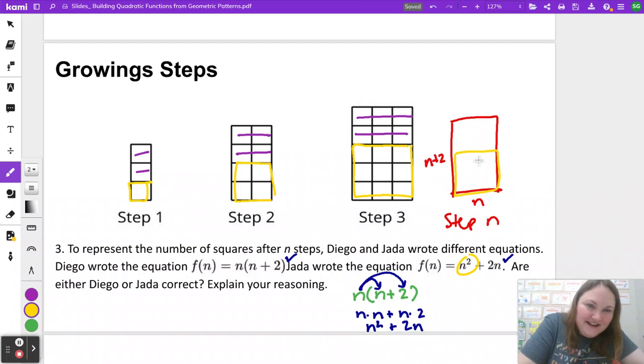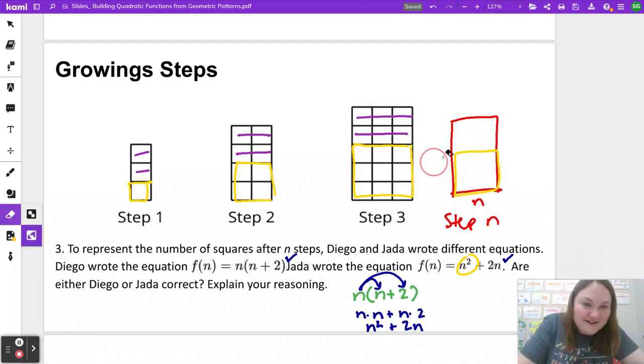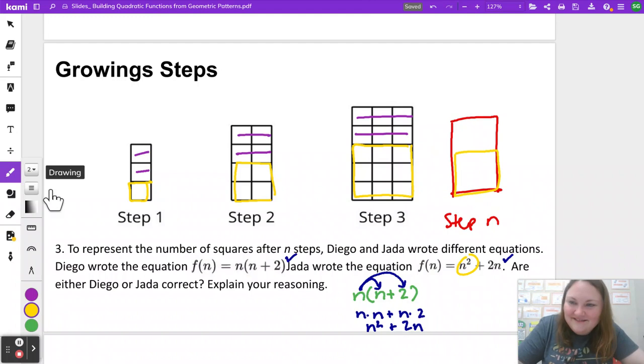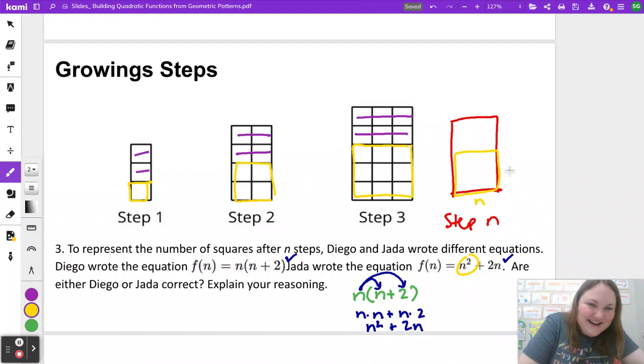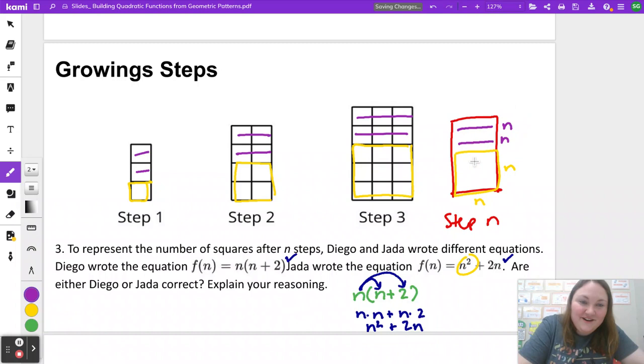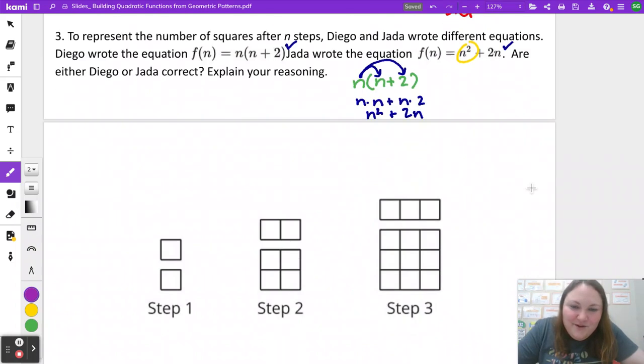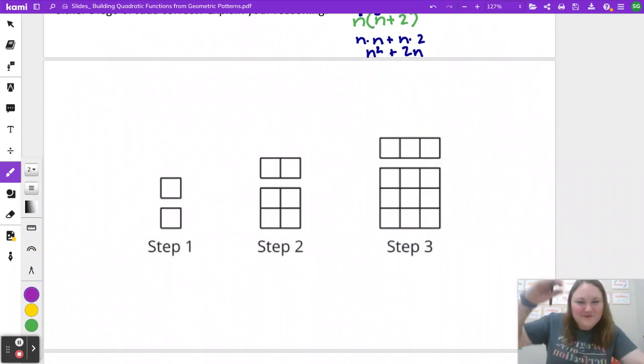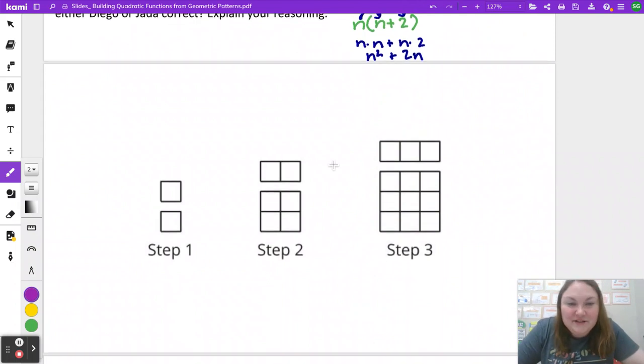And so when we get to step n then, what we're seeing is there's going to be an n by n square. Let me get rid of the n and the n plus 2. There's going to be an n by n square. And then there's going to be one row that's n long and another row that's n long. And from that, we get our n squared, that's the part in yellow, plus the 2n. Below, I do have a better picture of this here, just where it's separated out. And I think that helps see it a little better.